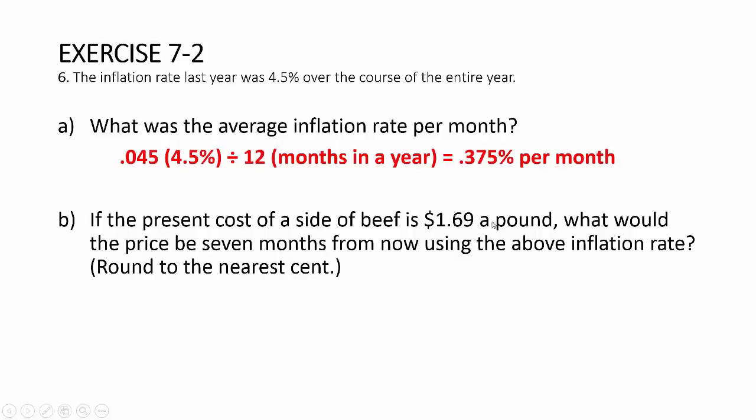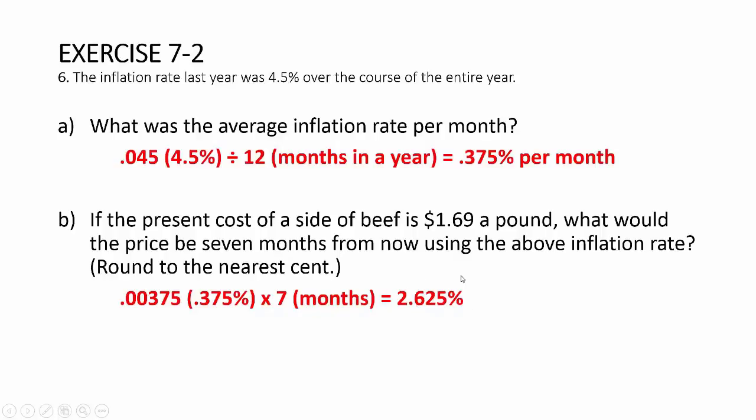Now we move on to look at the cost of a side of beef. Today it is $1.69. We want to figure out what the price will be 7 months from now using the inflation rate we just calculated here. So basically, we have to add 7 months of inflation to this price. So we're going to first of all take the monthly inflation rate of 0.375% and multiply it by 7 months. There's what 7 months of inflation is.